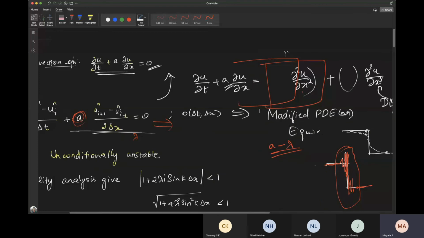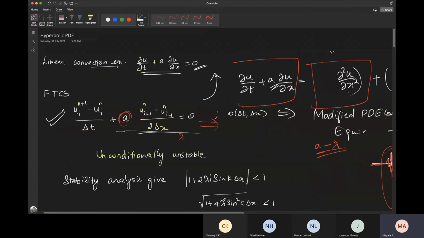You know how to do modified PDE, this equivalent PDE analysis. You are going to substitute and expand each of these terms by Taylor series expansion. Then you have to arrange them, and you'll be getting some additional terms also.